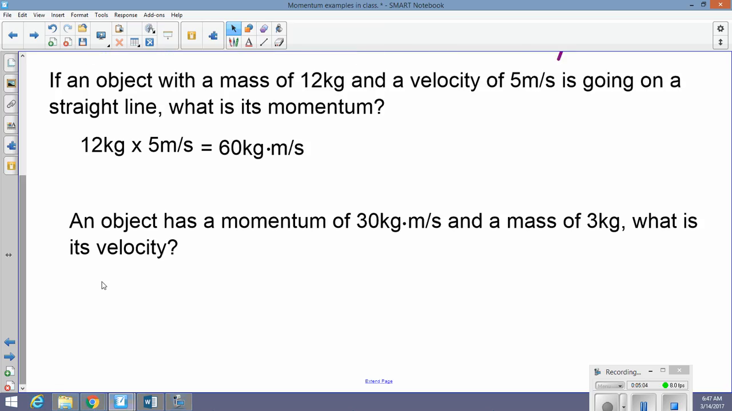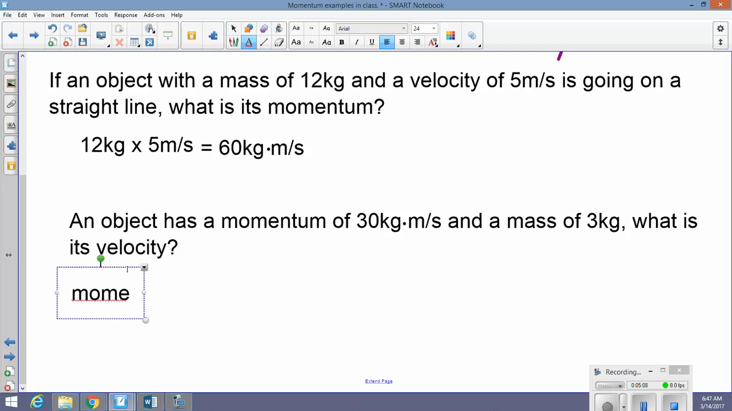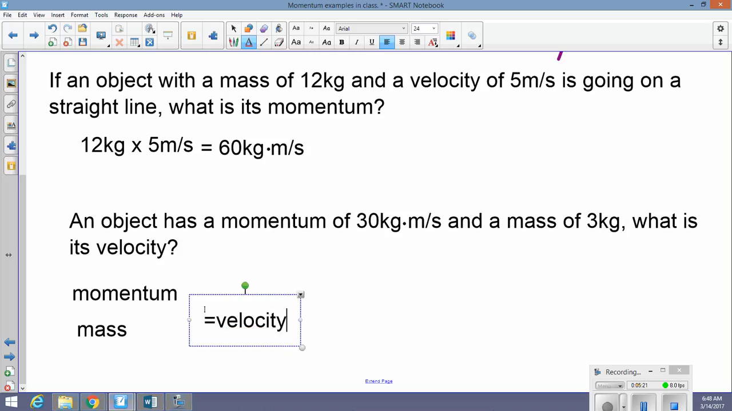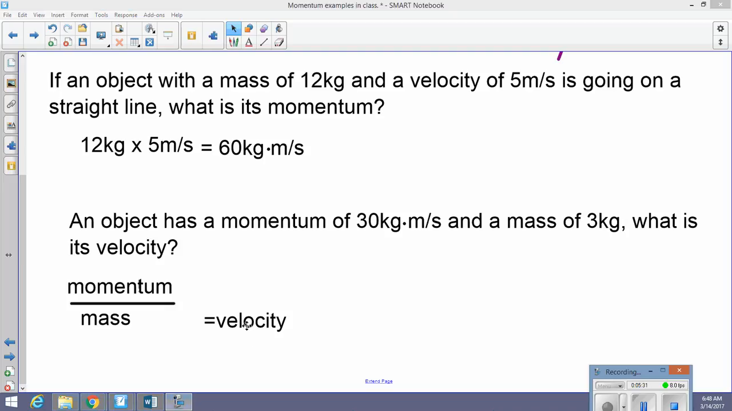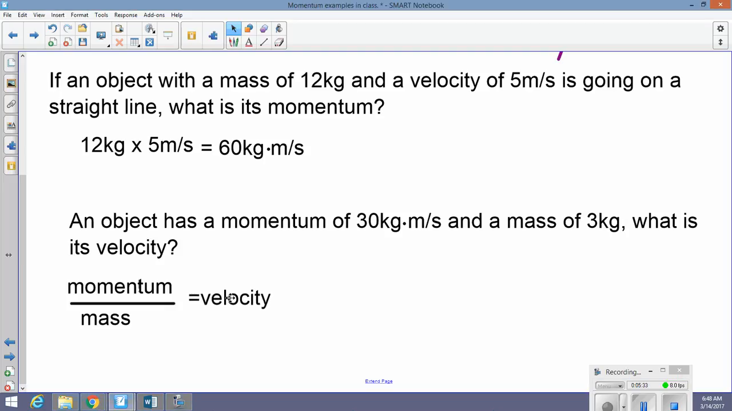Therefore, the equation will be momentum divided by the mass, because I do have the mass. And that will give me, of course, the velocity. Okay, this is how the equation looks. Momentum divided by mass equals velocity.